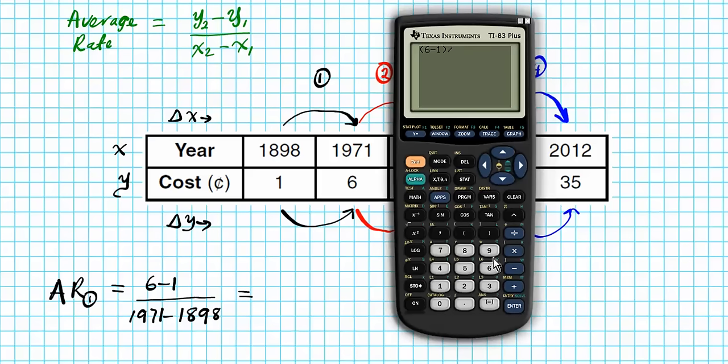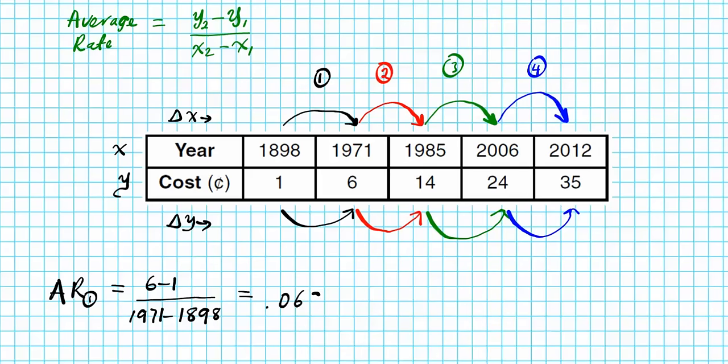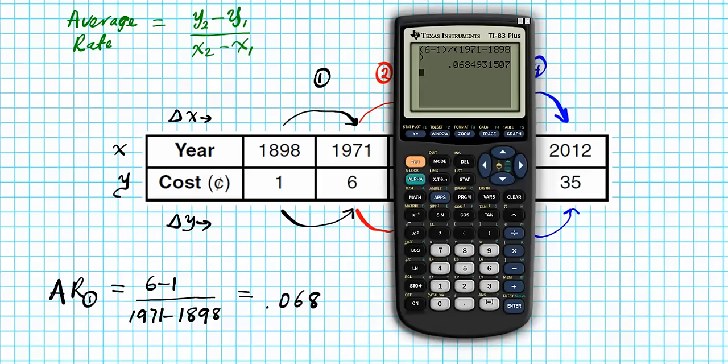So 6 minus 1 divided by 1971 minus 1898. Oh, I left out my parentheses. Let's insert that. In the numerator and especially the denominator, make sure you use parentheses so you don't have a grouping error. Okay, so there goes my first ratio, 0.0684. Well, we can just round it to 0.0685.